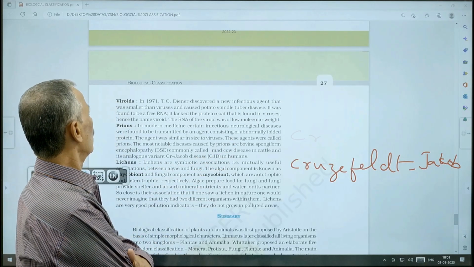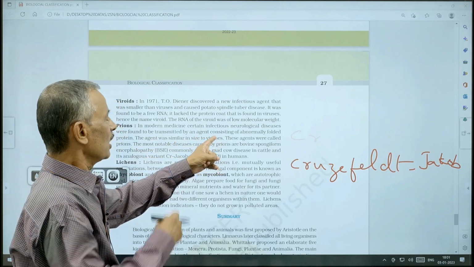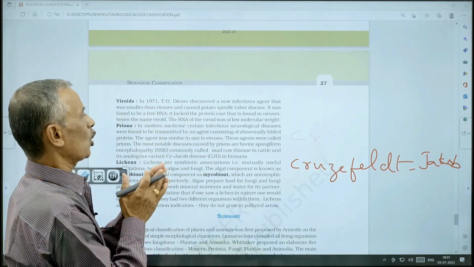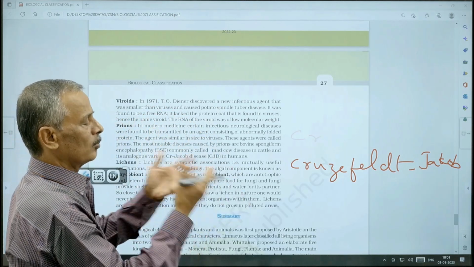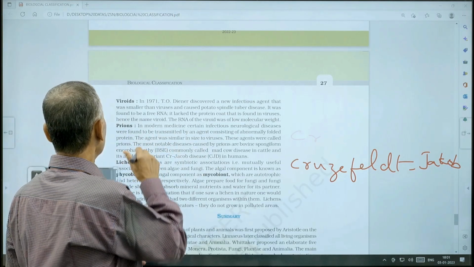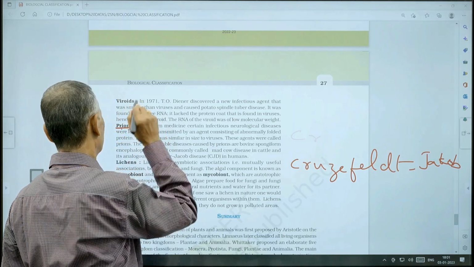So, it is similar to the viruses because they can cause other proteins to undergo misfolding. So they are all infectious proteins. That is why they are called prions, proteinaceous infectious particles.